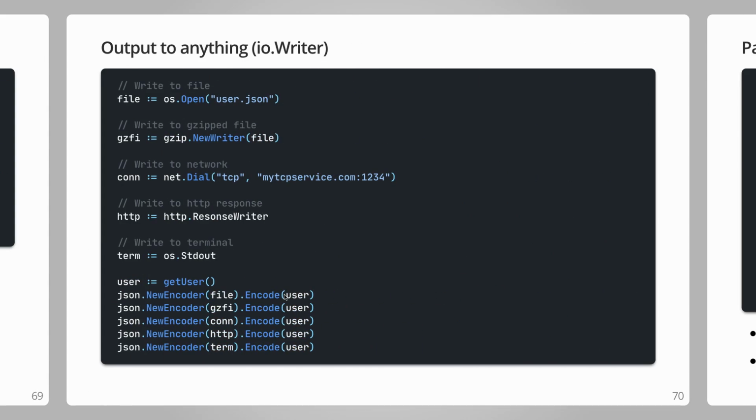Another example that has a lot to do with the IO writer is that we can use it for everything. For example, we can use it on a file, which is an IO writer, a gzip file, a network connection, an HTTP response, or just the terminal. So this means our simple JSON encoder here at the bottom can encode the user to any of these things. And like in the previous example, you can turn this around, for example, and chain a gzip encoder in front of an HTTP response, and then you have your compressed output. That's especially useful for CSS and JavaScript files.